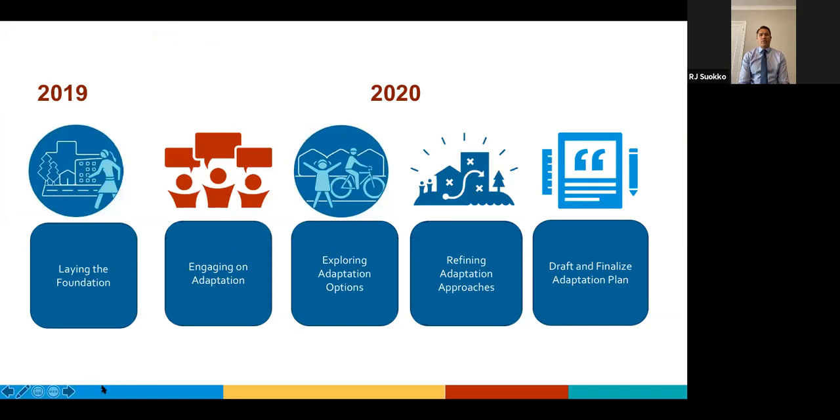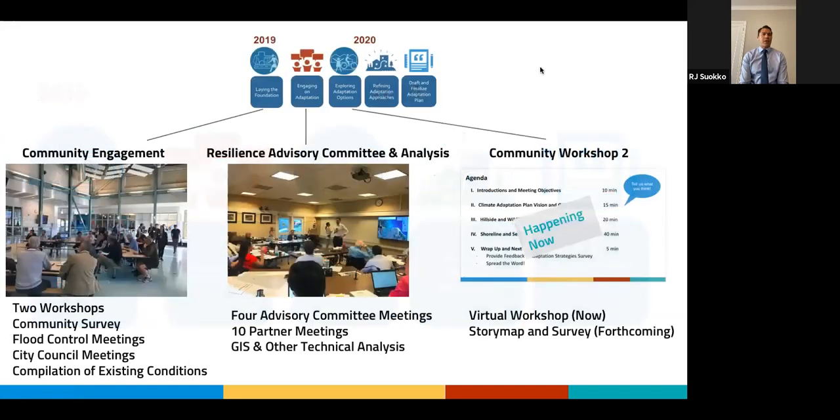Here we have the sequencing and the phasing, and we're right there at turning the corner between exploring adaptation options, and then as we get your feedback, we'll be moving into refining adaptation options. And so as mentioned prior by Mindy, we've got tons of material to discuss.